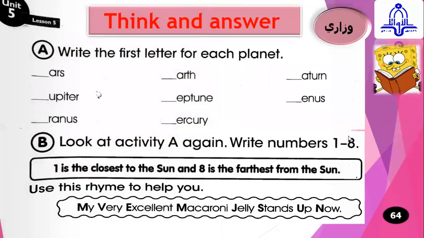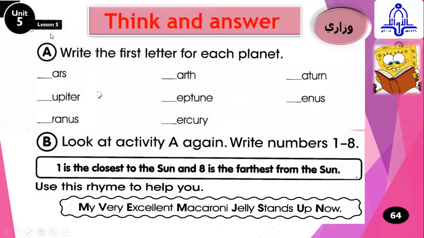Now we complete, starting with activity book lesson 5 in unit 5 in your activity book, pages 64-65. The first activity, A, think and answer. This is important for the ministerial exam. Activity A, write the first letter for each planet. Here the first letter is missing from each planet. We should write the first letter.